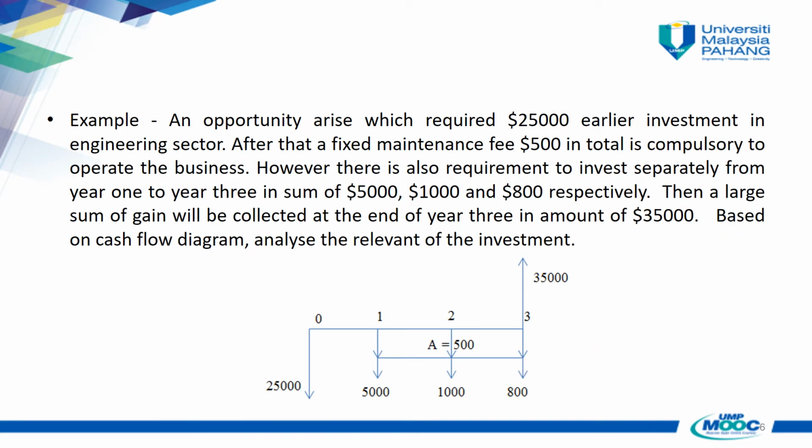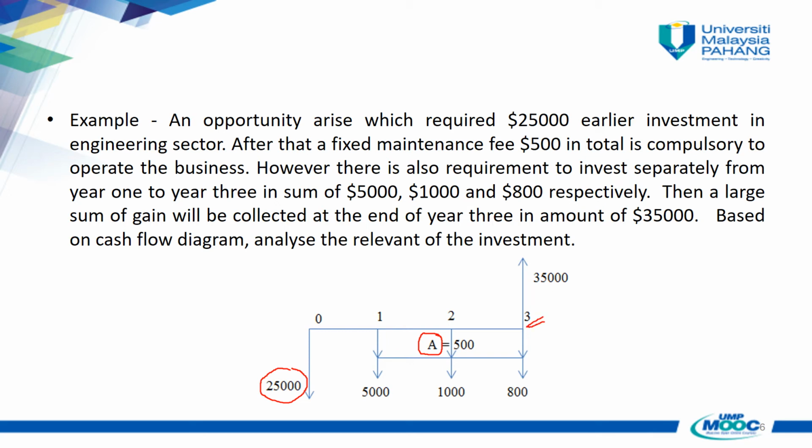Let's see another example for this IRR problem. An opportunity arises which requires 25,000 as an earlier investment in the engineering sector. After that, there is a fixed maintenance fee of 500 per annum, 500 every year for 3 years.